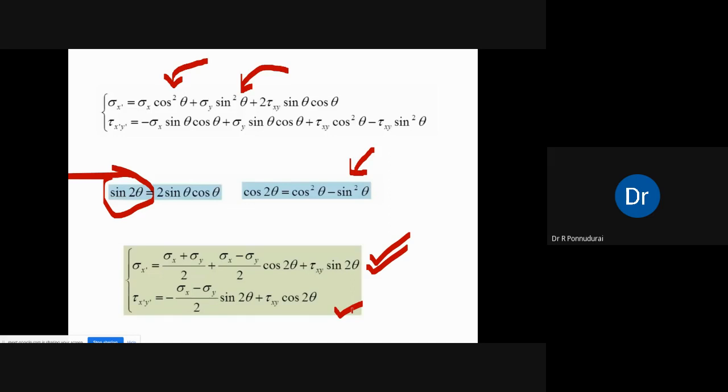I have given just a method actually. In case you are able to do it, it will be better. So this expression gives the stresses acting on an inclined element at any given inclination. When we solve the problem, we will understand better. Actually, this is the derivation part of it.